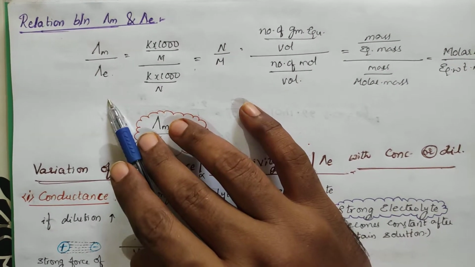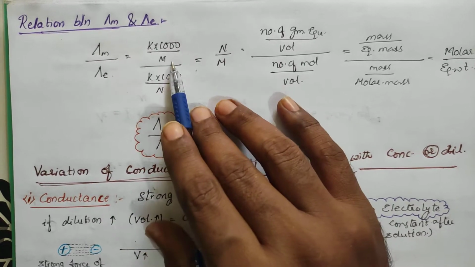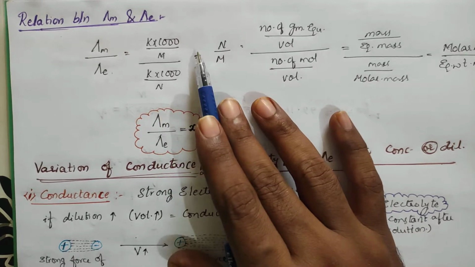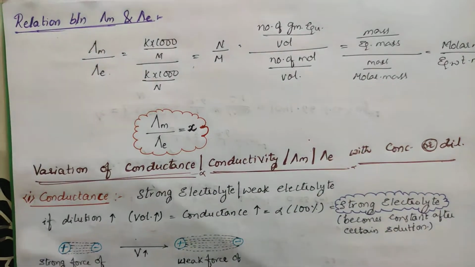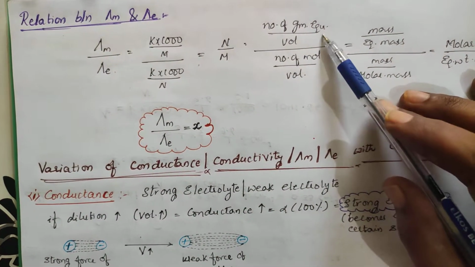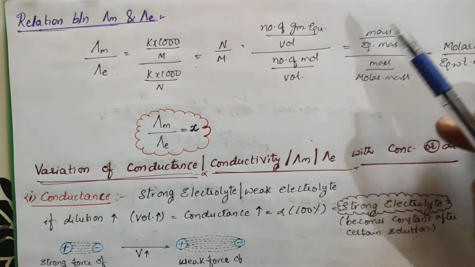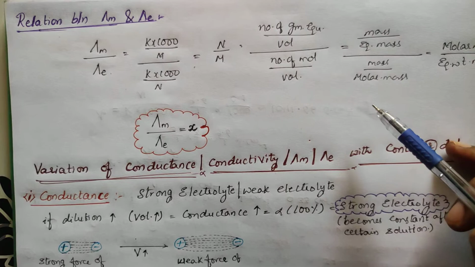If I take the ratio, molar conductance can be represented as K into 1000 by molarity, and equivalent conductance as K into 1000 by normality. So you will be getting normality by molarity. Normality can be written as number of gram equivalents by volume, and molarity can be written as number of moles by volume. So the volume will be cancelled.